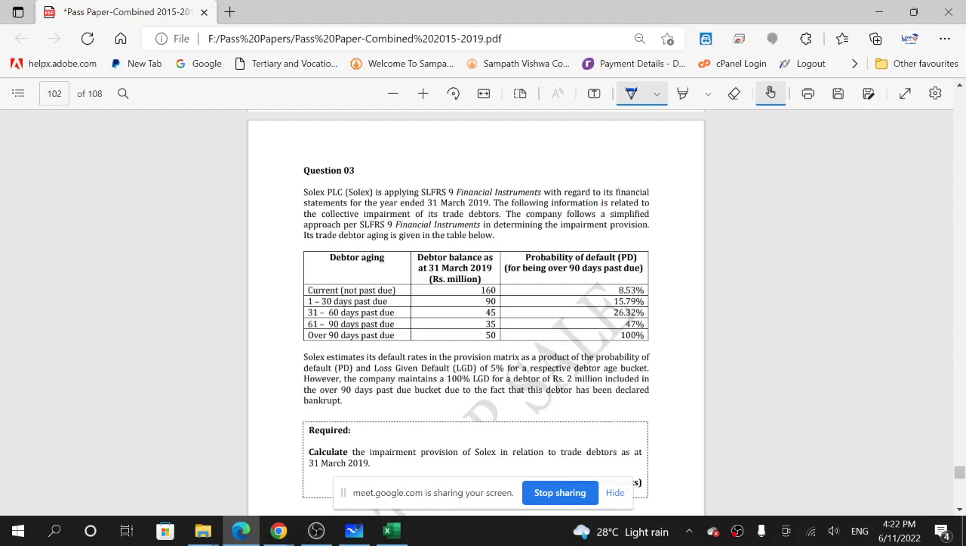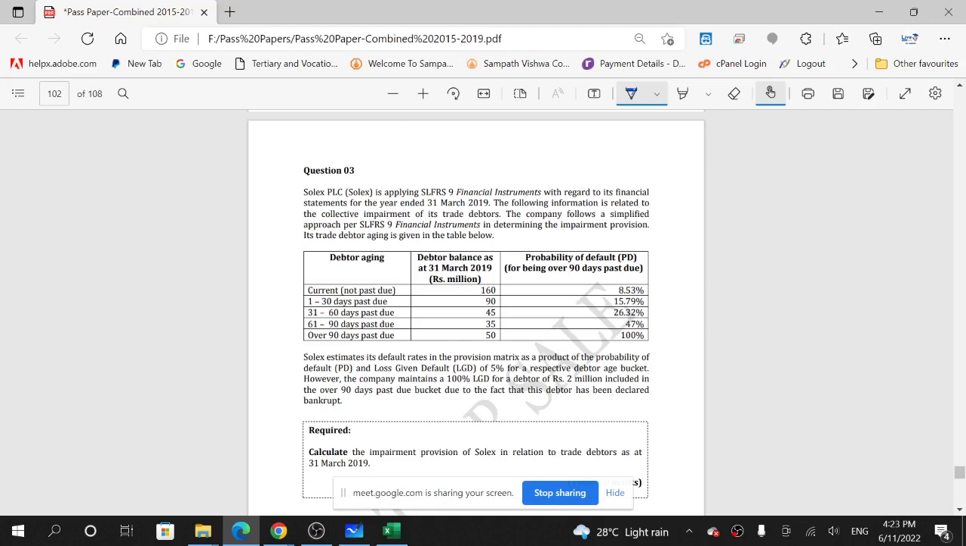Solex PLC is applying SLFRS 9 Financial Instruments with regard to its financial statements for the year ended 31st March 2019. The following information is related to the collective impairment of its trade debtors. The company follows a simplified approach as per SLFRS 9 in determining the impairment provision. Its trade debtors ageing is given in the table below.